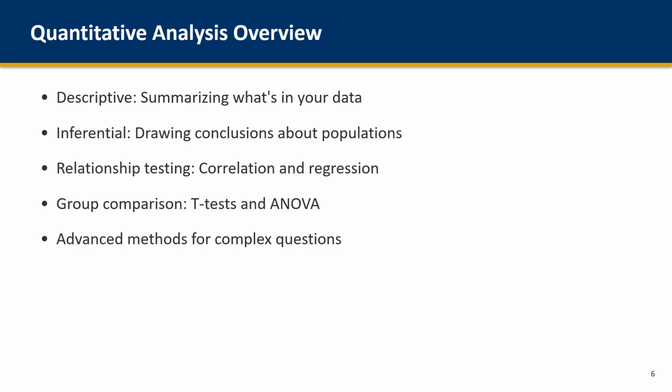Group comparison tests examine differences between groups. T-tests compare two groups. ANOVA compares multiple groups. These techniques address questions about whether groups differ on outcomes of interest. Experimental research frequently uses these approaches.